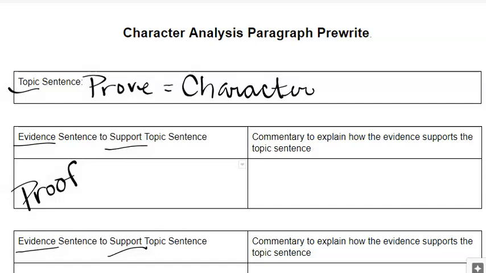Just like if someone says, this person committed a crime. Well, how are you going to prove it? You have to prove it with evidence. It's the same concept. If you're going to say that the monk is rebellious and that's what I want to prove, then I've got to give proof through evidence. I have to give solid evidence. Then the commentary, this is where you're going to add your explanation.